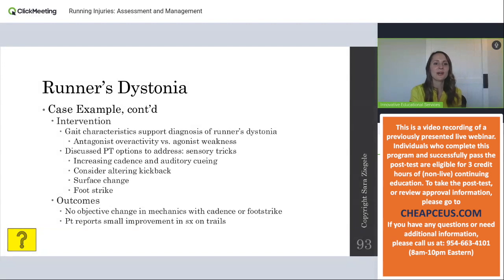So she did go through a little gait retraining program. We tried to do some sensory tricks, having her do things like running on trails. I talked to her about changing her cadence. She wasn't really interested in doing a ton of changes. She got a little bit of improvement on trails, but otherwise this is something that she just had to kind of go to support groups. She was finding some online people to talk to and really gave her more of a peace of mind that she didn't have a greater neurological problem.